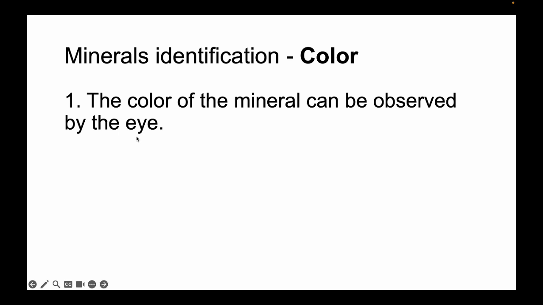So how do we identify the mineral's color? For the mineral's color, this can be identified by physically looking at the mineral color itself. So just by looking at the minerals.